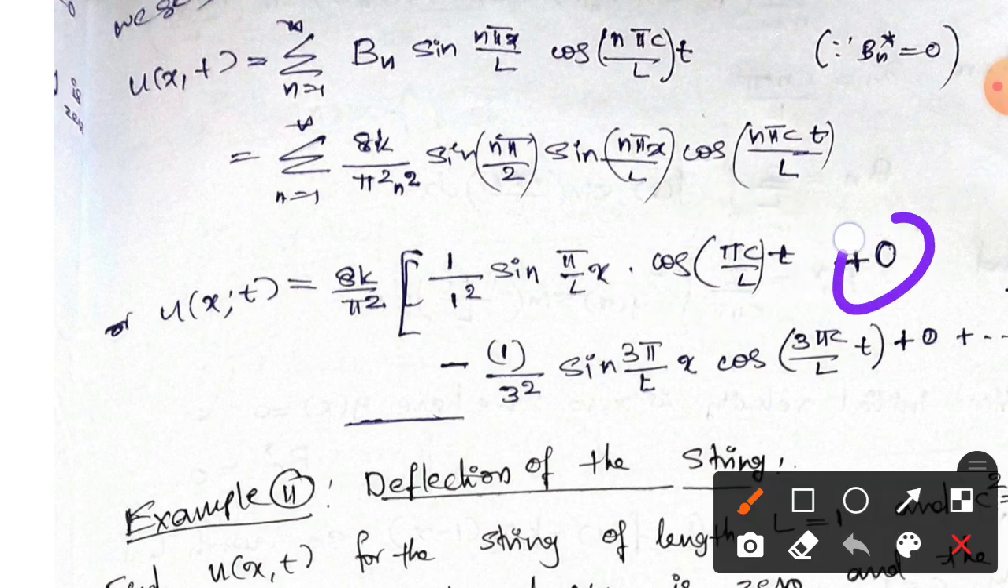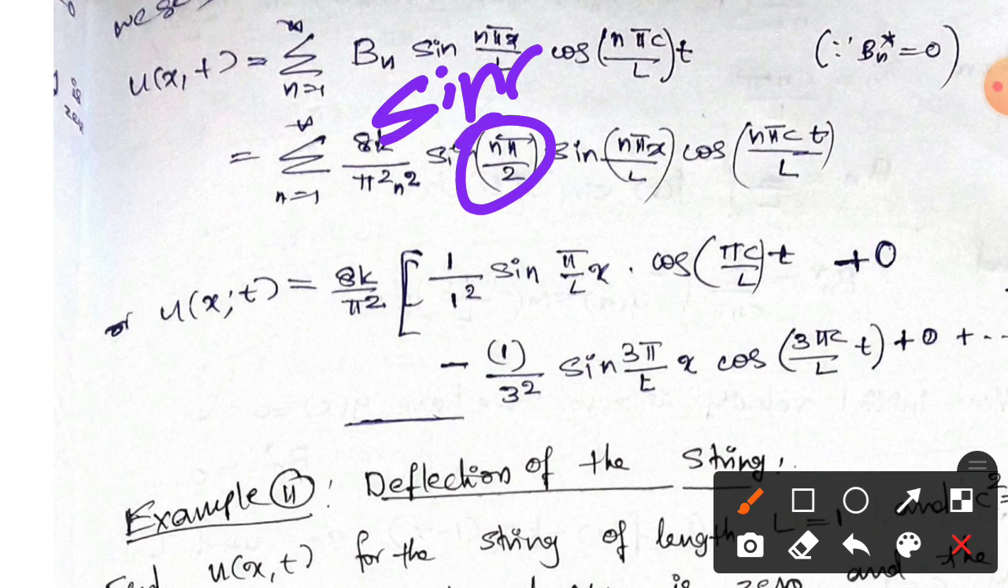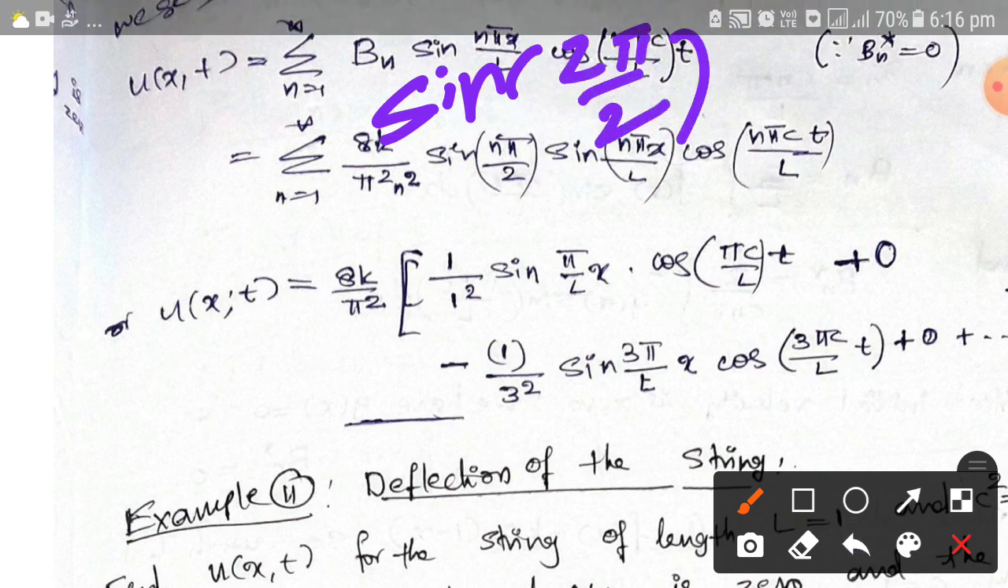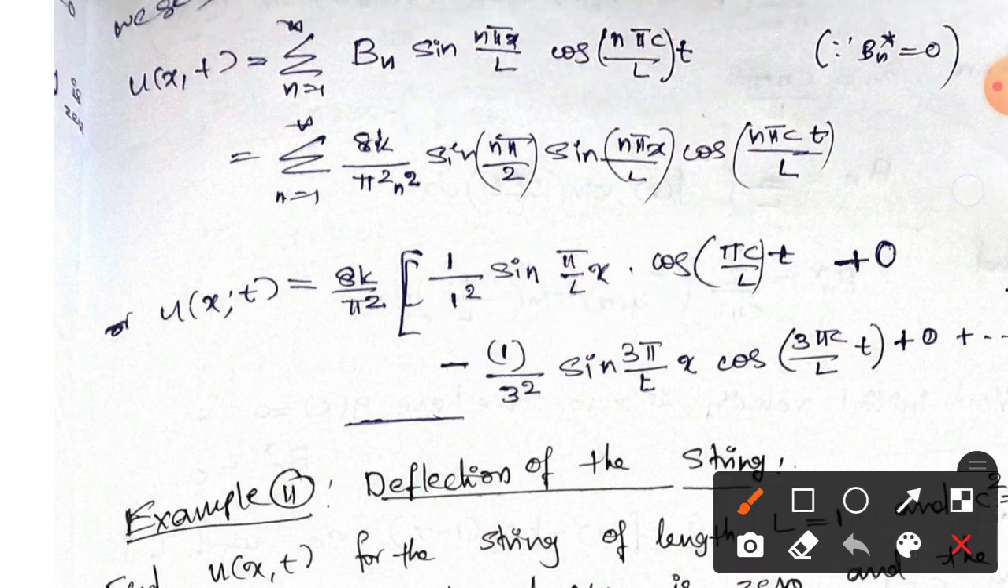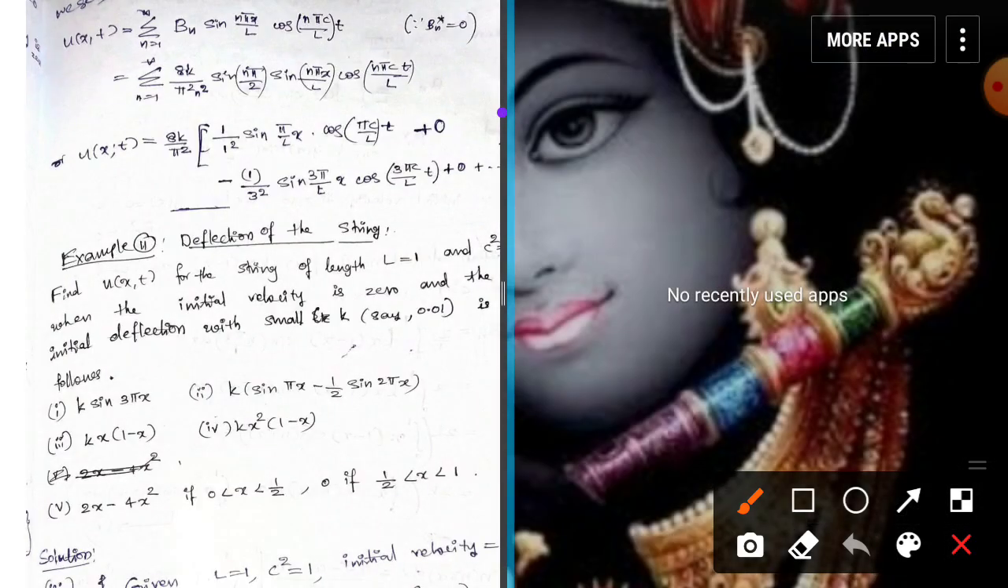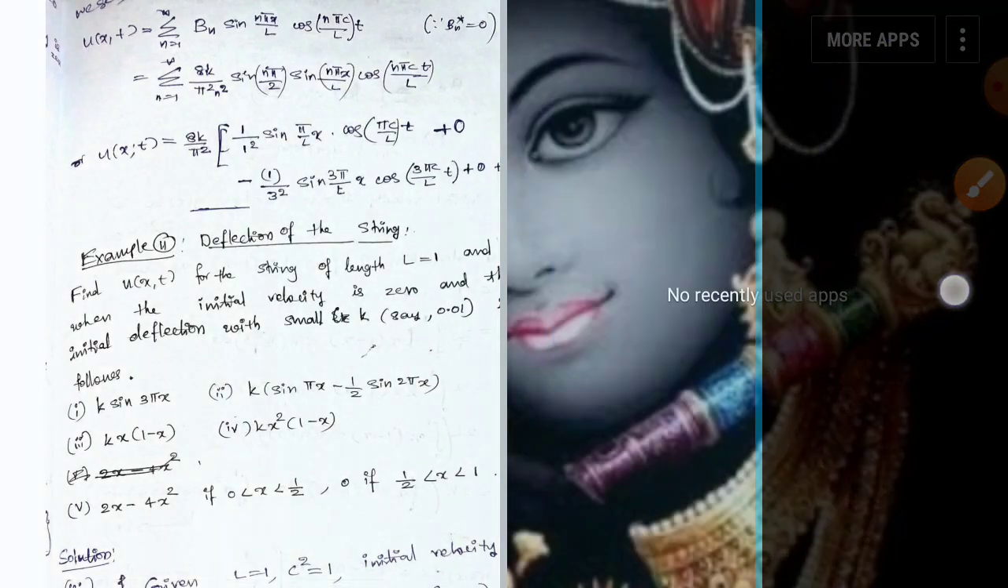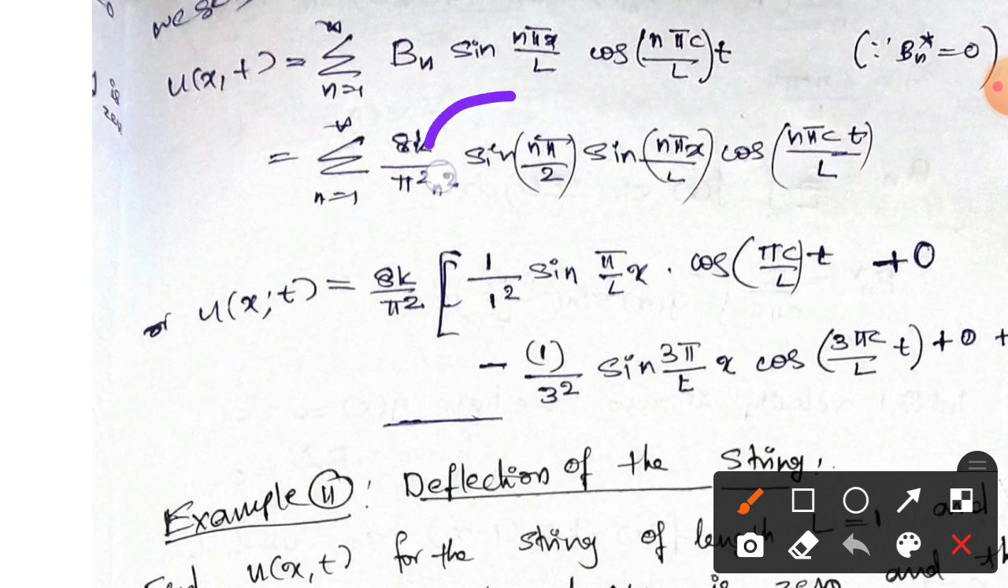So the next term is 0, because why? Because if you substitute n is equal to 2, the next term is for n is equal to 2. What will we get? Sin here, this term becomes what? 2 pi by 2. 2 pi by 2 means what? 2 cancels and sin pi. So sin pi is how much? 0. So this term becomes 0. So the entire term becomes 0.